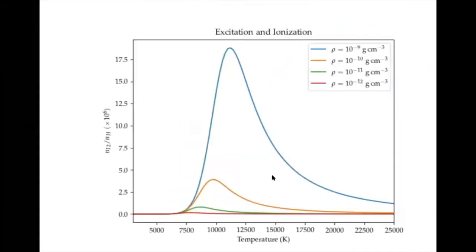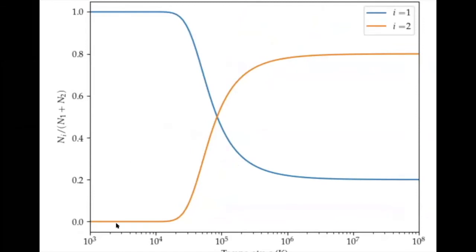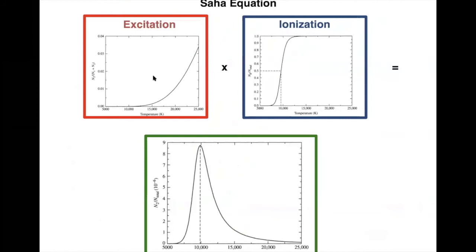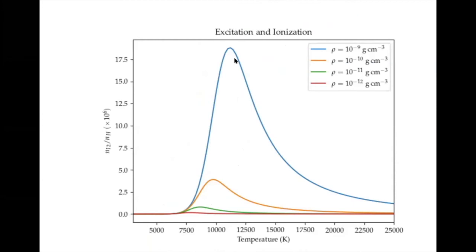So if you combine this with the curve of excitation, the excitation was this one. You have here the number of atoms in the ground state and the number of atoms in the first excited state. They cross at about 10 to the 5. But at 10 to the 4 Kelvin, you start to ionize really heavily. Now, if you combine them both, excitation and ionization, this is the curve that you have, peaking at 10,000 Kelvin. This is again the curve for different densities. For solar densities, about 10 to the minus 9, the excitation and ionization balance peaks at about 10,000 Kelvin, as you see here. So that gives you the maximum strength of the Balmer lines.